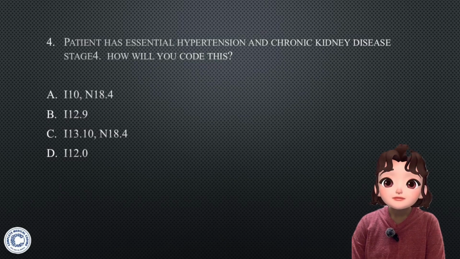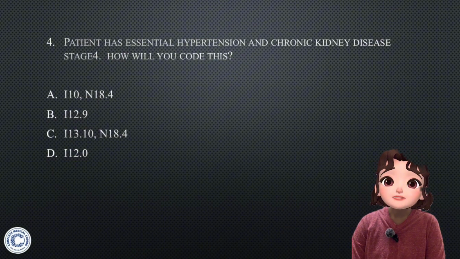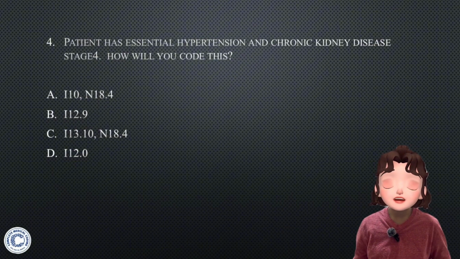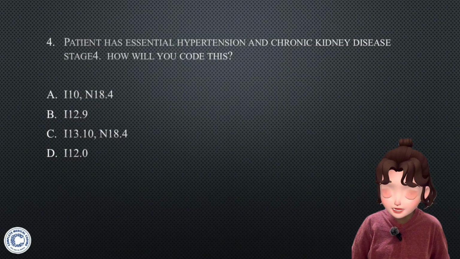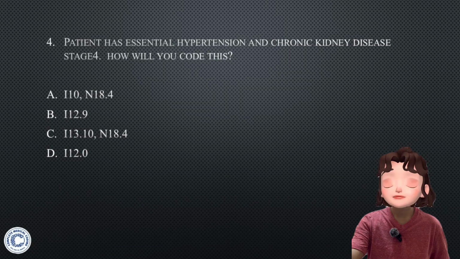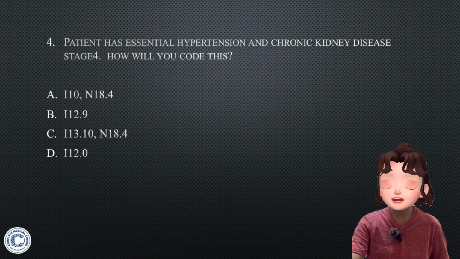Anyway, what is the first option? I10. I10 is essential primary hypertension. And what is N18.4? N18.4 is chronic kidney disease. Okay, N18.4. Chronic kidney disease stage 4 as mentioned. So I10 is hypertension and N18.4 is chronic kidney disease. Wait there. Move to option B.